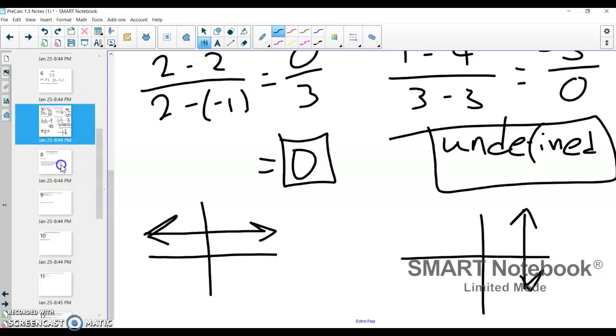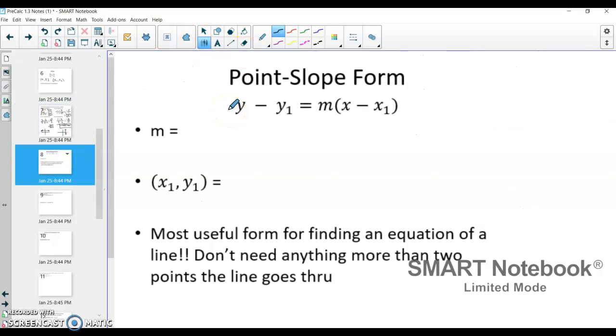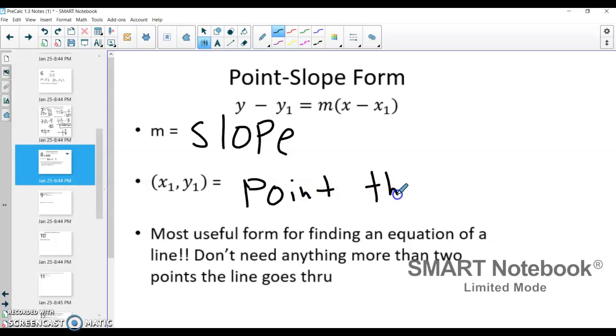Moving right along here, we have point slope form, where m is again your slope, and x1, y1 would be a given point. So if they give you a point and say, hey, it's got to go through this point, and you're given a slope, then you want to use point slope form. It's the most useful form for finding equations of a line in these given circumstances. And so I got my slope, my point that the line must go through.